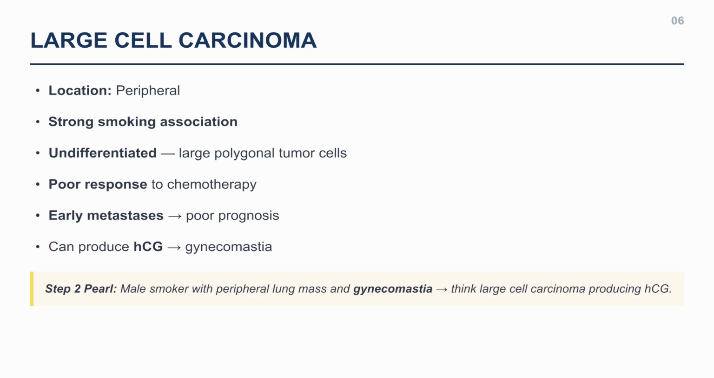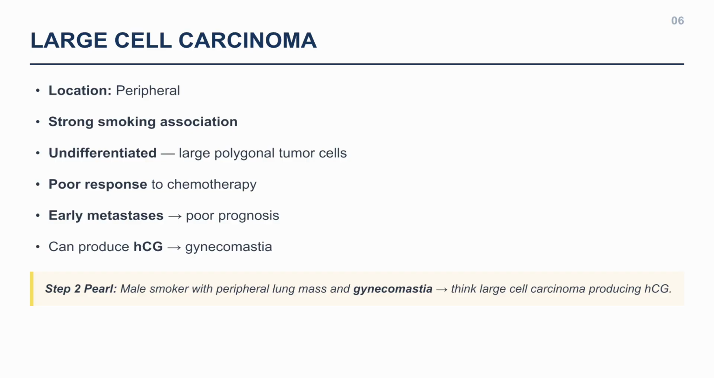Large cell carcinoma is a peripheral non-small cell lung cancer with a strong smoking association. Histology shows undifferentiated, large polygonal tumor cells with abundant cytoplasm and prominent nucleoli. Clinically, it has a poor response to chemotherapy, develops early metastases, and overall has a poor prognosis. Some large cell carcinomas can produce human chorionic gonadotropin, or HCG, leading to gynecomastia.